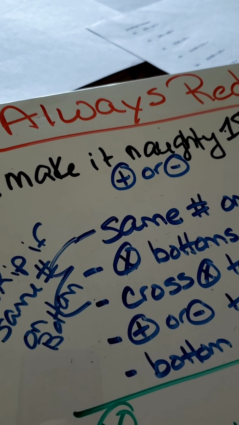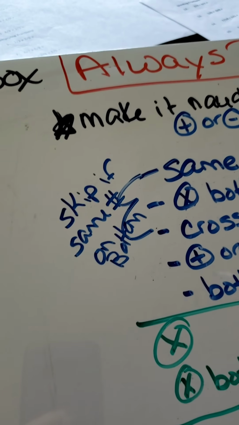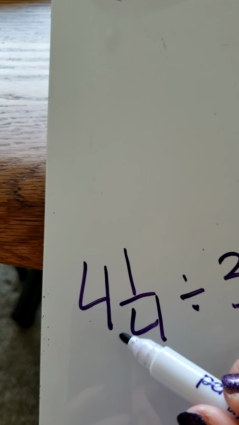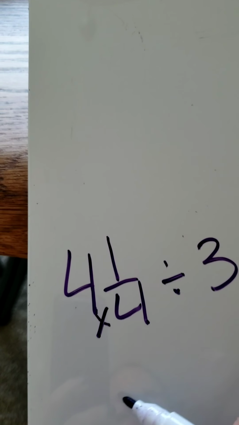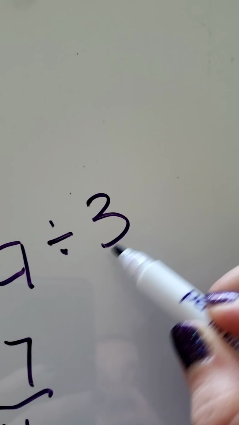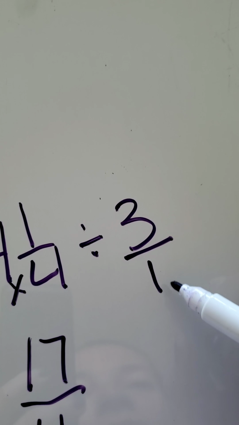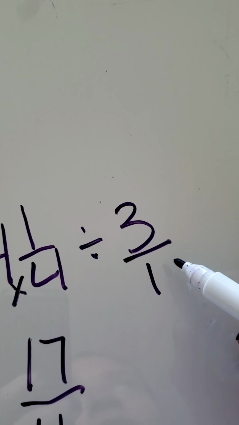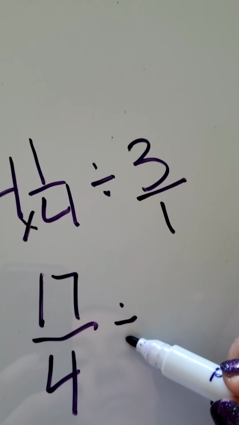Okay, so up here we had make it naughty first if it's a mixed number. The same rule applies for subtracting, multiplying, adding, or dividing. So I have to get rid of these whole numbers. I'm going to go 4 times 4, 16, plus 1 is 17 over 4. But I don't have any number over here, so I'm going to put it over 1. Basically, by putting that over 1, I'm saying I had 3 individual serving pies.